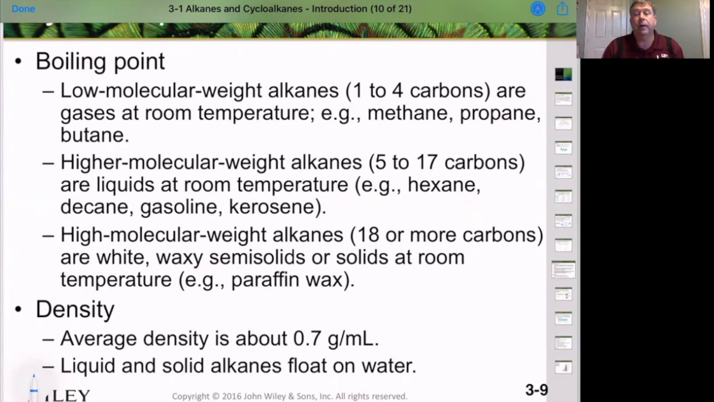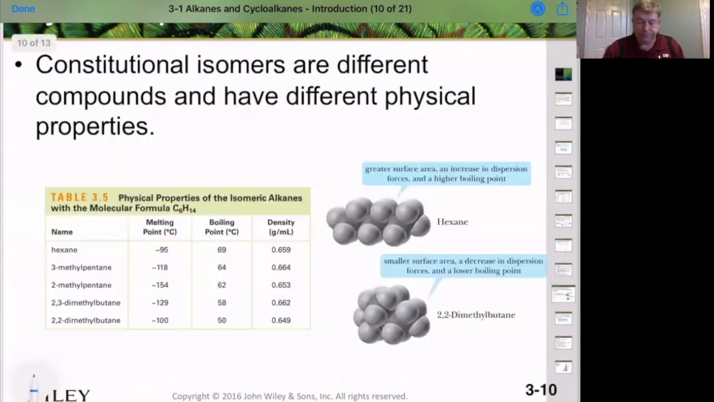Even though these can have different constitutional isomers, the density of these materials is approximately 0.7 grams per milliliter, which means both liquid and solid alkanes float on water. That lower density comes from the tetrahedral shape, with the two hydrogens up and the carbons down. That gives it a lot of volume and therefore a low density.